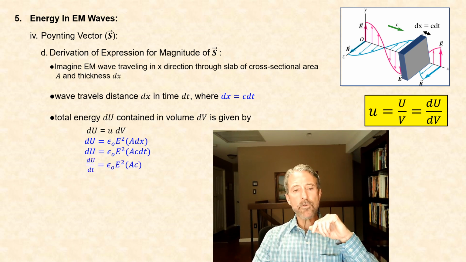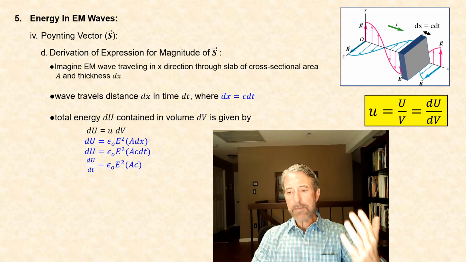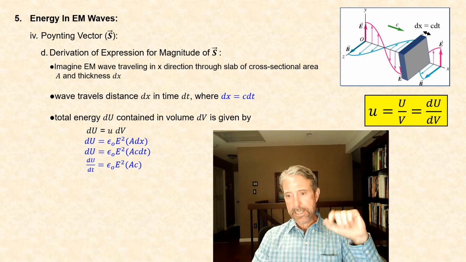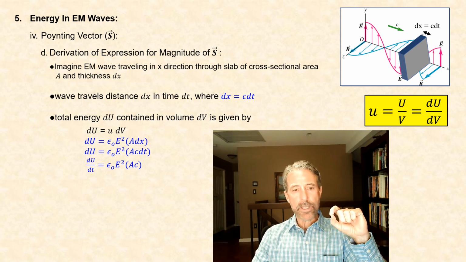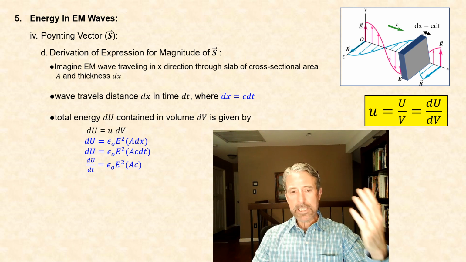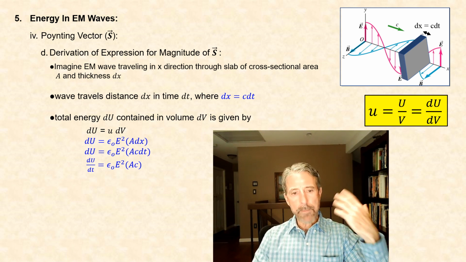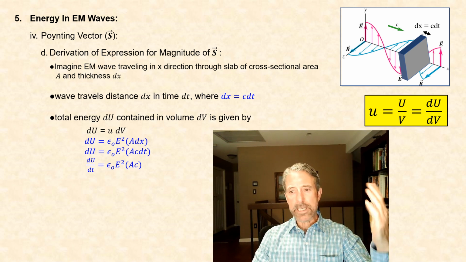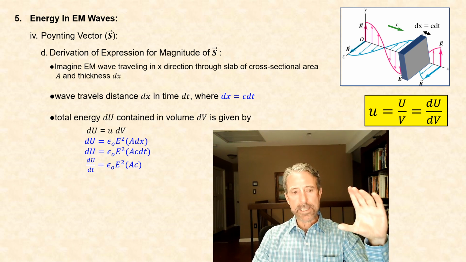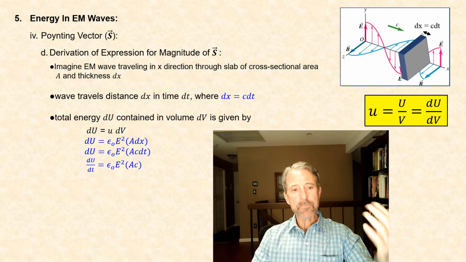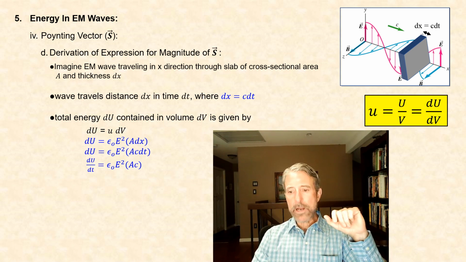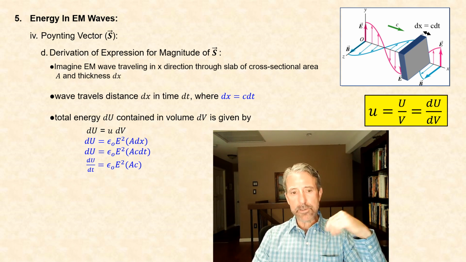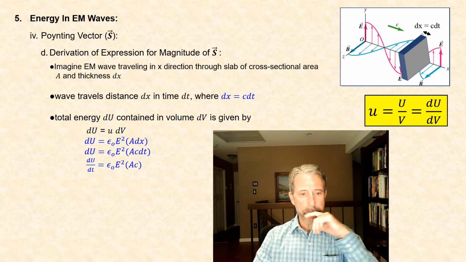From here, we're going to divide both sides of the equation by dt. In doing so, you'll notice that du/dt is an expression for the power of the wave. That is simply the rate at which the energy is transported across that slab. So the rate of energy transfer per time is simply the wave power here.